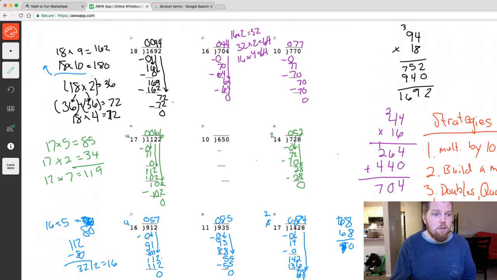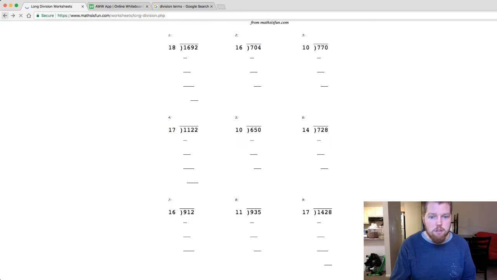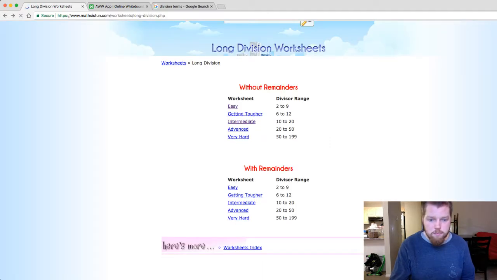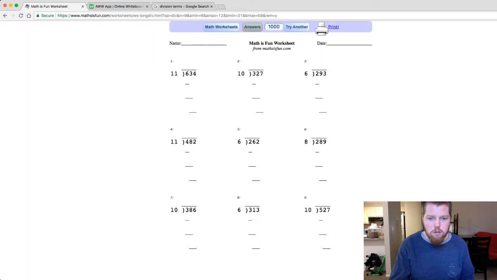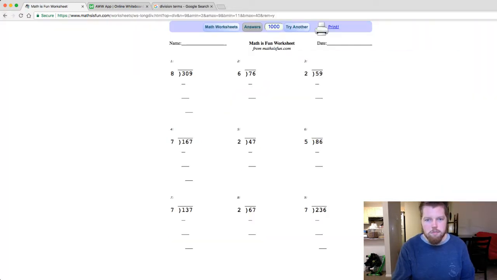Okay, we can go over remainders. We'll do an easy sheet with remainders.